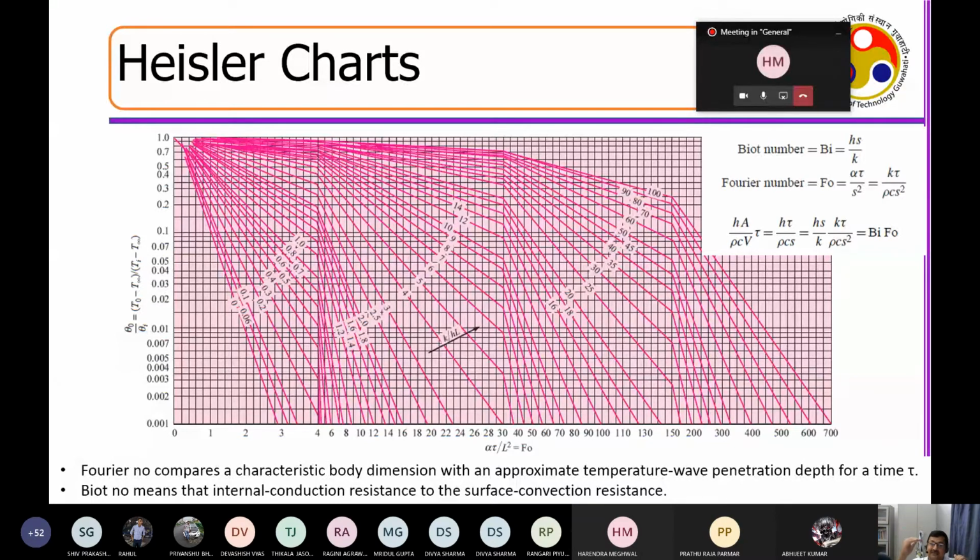That means it is metal, and the Biot number is very small. So you can see that these are typical situations where the Biot number is small. This is the intermediate. This is at very high. So this is the domain where you can expect the material to be an insulator. This is the domain where you can expect the material to be a metal.